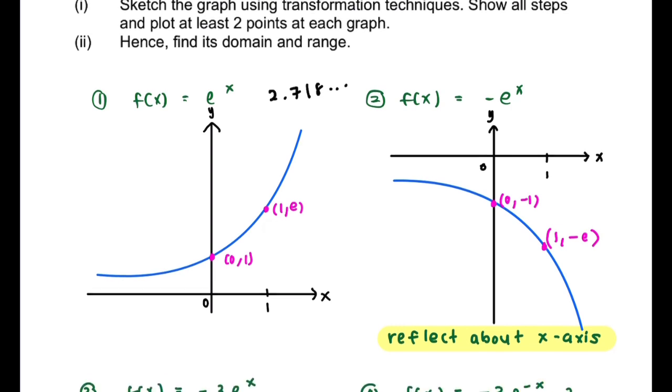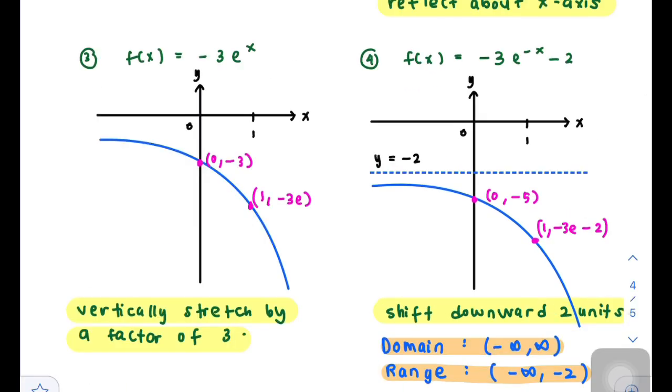Okay, and then the third graph, you will have negative 3 e power of x. So you are involving the vertical stretch here. What happens when you have a vertical stretch? Imagine that you stretch your y-axis. How much is it stretched? By multiplying the y coordinate with the constant c. The constant c here is 3 because you have constant 3 times the function, so vertically stretched by a factor of 3. So every y coordinate, you have to multiply by 3.